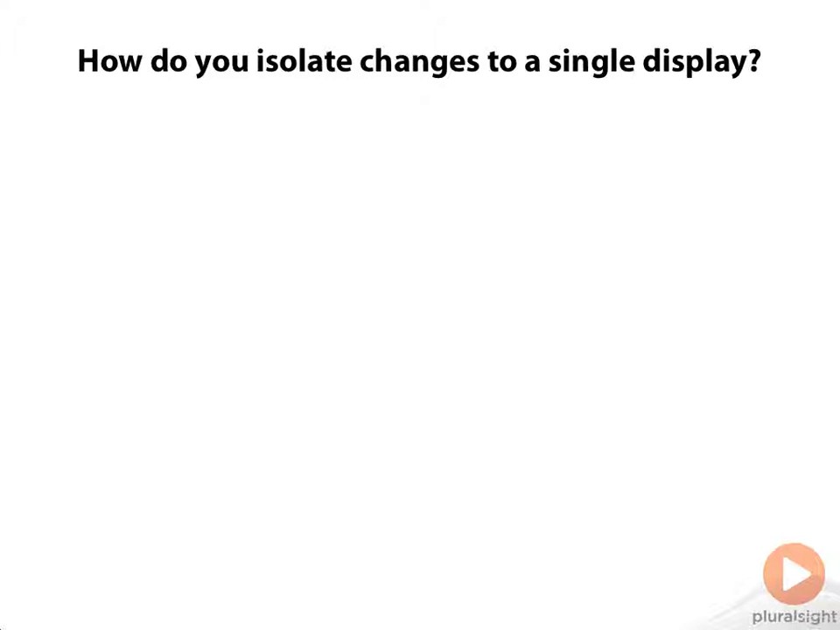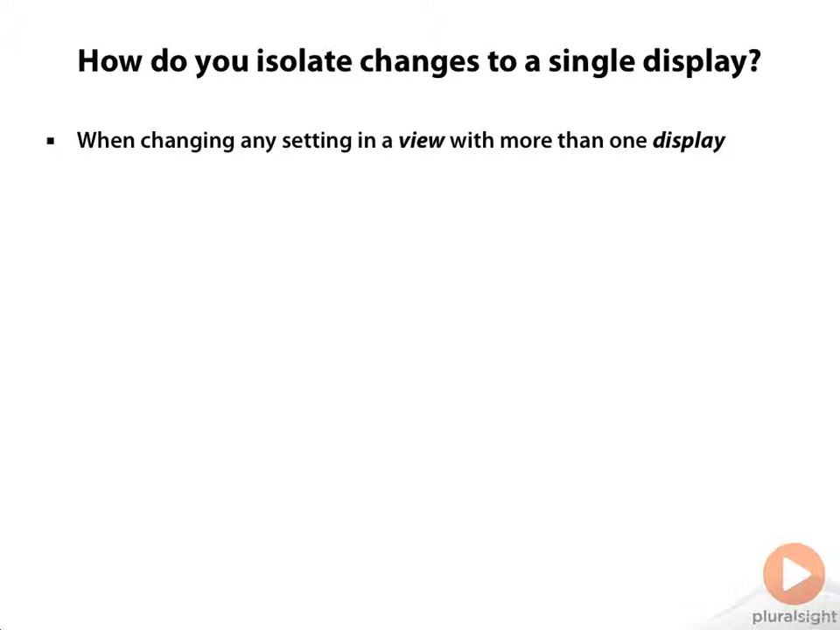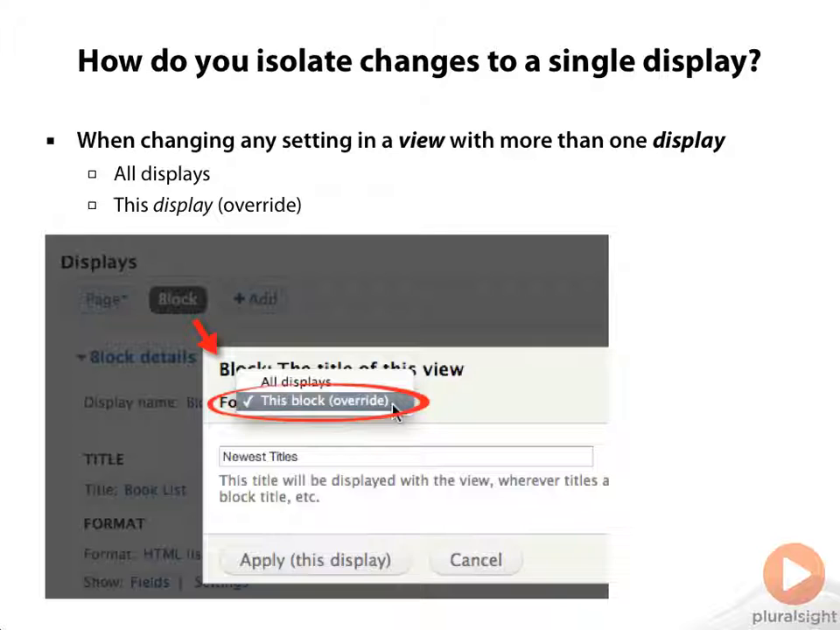Now, when you're adding additional displays, one thing that you need to watch out for is when you assign a setting, do you want the change to apply to all displays for the view, or only for this particular display, overriding the basic setting of the other displays or the prior display? So for virtually every setting that you apply, you'll see a drop-down allowing you to specify whether this change should apply to all displays or only the current block or page or feed or attachment, as the case may be.